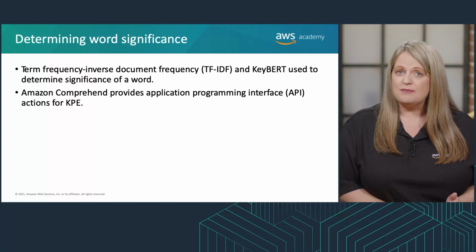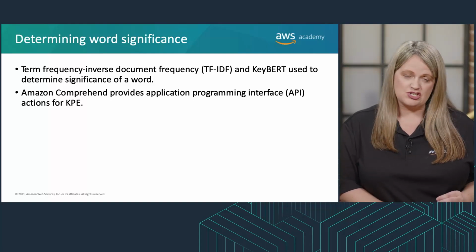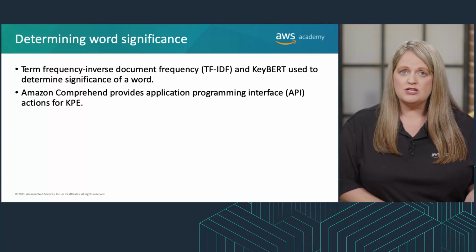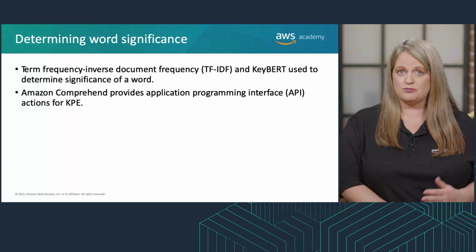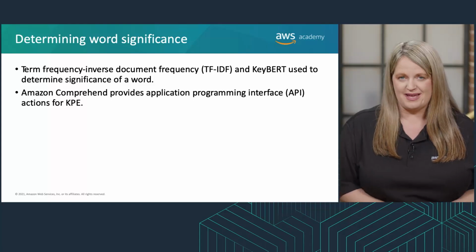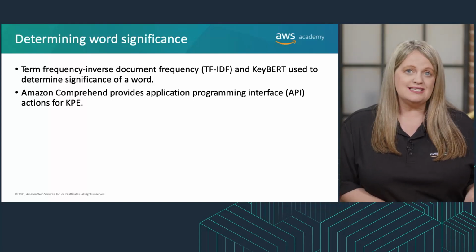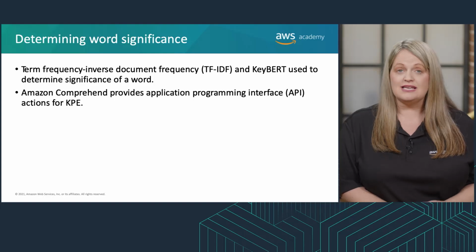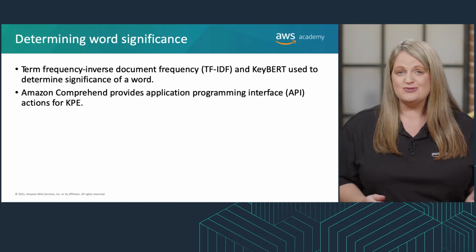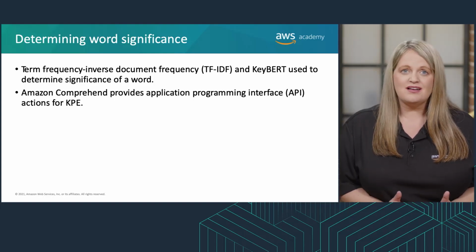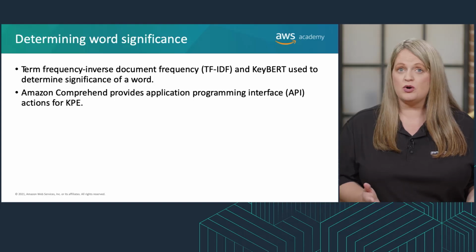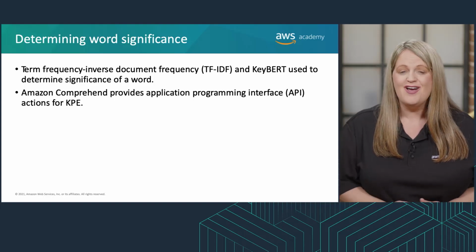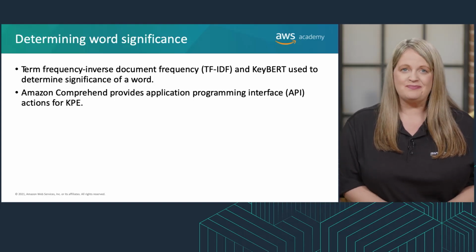document. KeyBERT is a minimal keyword extraction technique that uses bidirectional encoder representations from transformers, or BERT, embeddings. KeyBERT uses these embeddings to create keywords and key phrases that are most similar to a document. Amazon Comprehend provides an application programming interface, or API, for performing KPE.